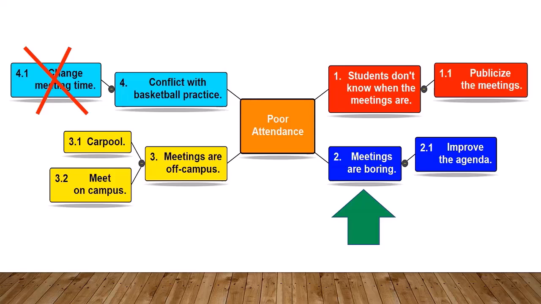Think about it like this. If the officers change the meeting time, publicize the meetings more, and move the meetings from off-campus to on-campus, but attendance still doesn't increase, the officers probably will get frustrated and want to give up. They may say, "We tried, but nothing worked."